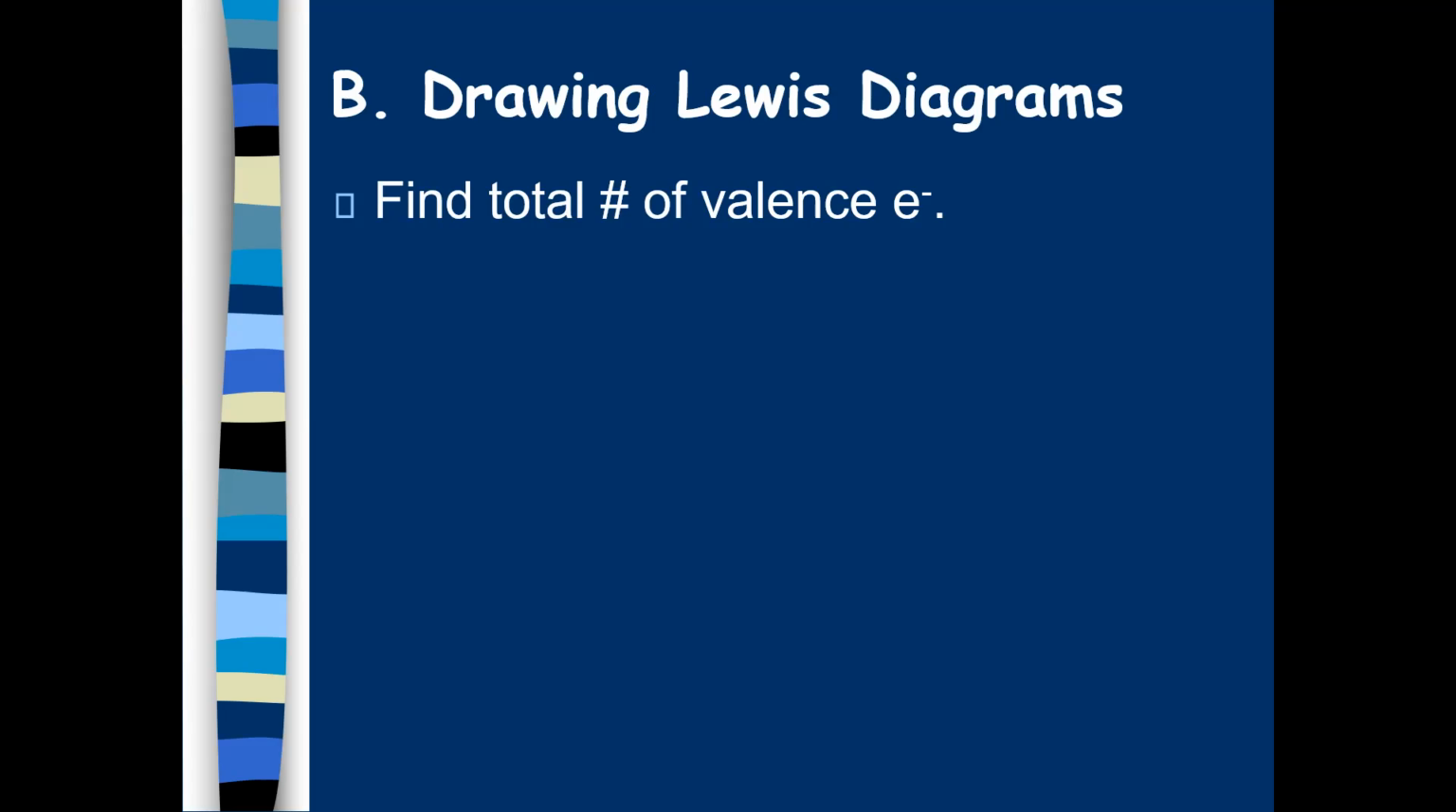So finding the total number of valence electrons, how do we do that? Well, we look at the periodic table and the group number tells me how many. So if you're looking at carbon, for example, you have 4. If you're looking at oxygen, you have 6, and so on and so forth. Okay, that's how we do that. And then you multiply that number by the number of atoms that are present of that kind.